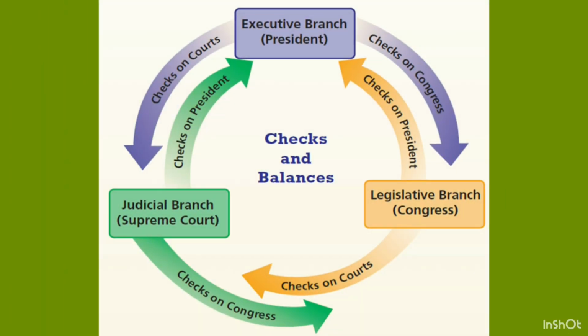So this basically means that all of the branches that we talked about in the last video check each other in different ways, meaning neither the legislative, executive, or judicial branch can get too powerful and overcome another branch. I would suggest taking a screenshot of this and putting it somewhere in your notes because it's very good to have.